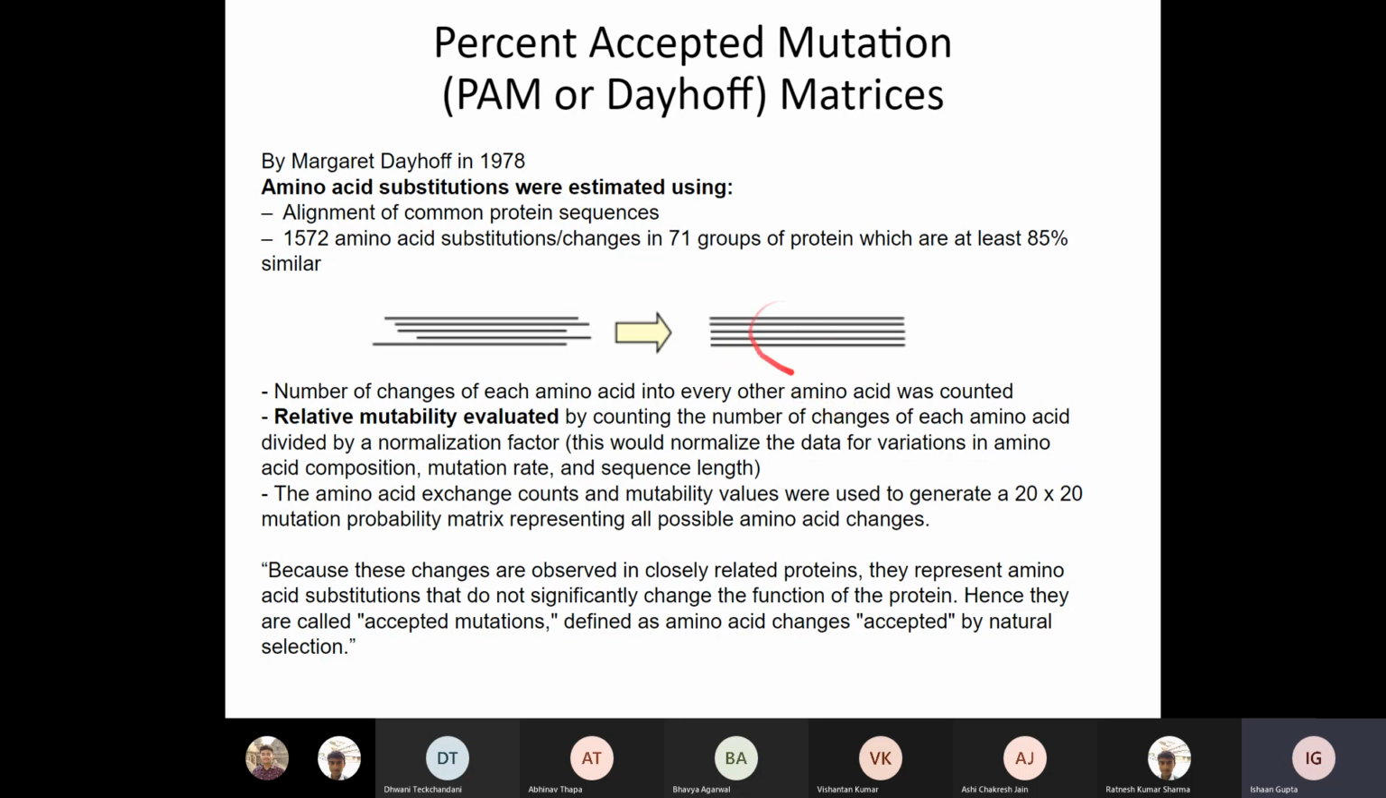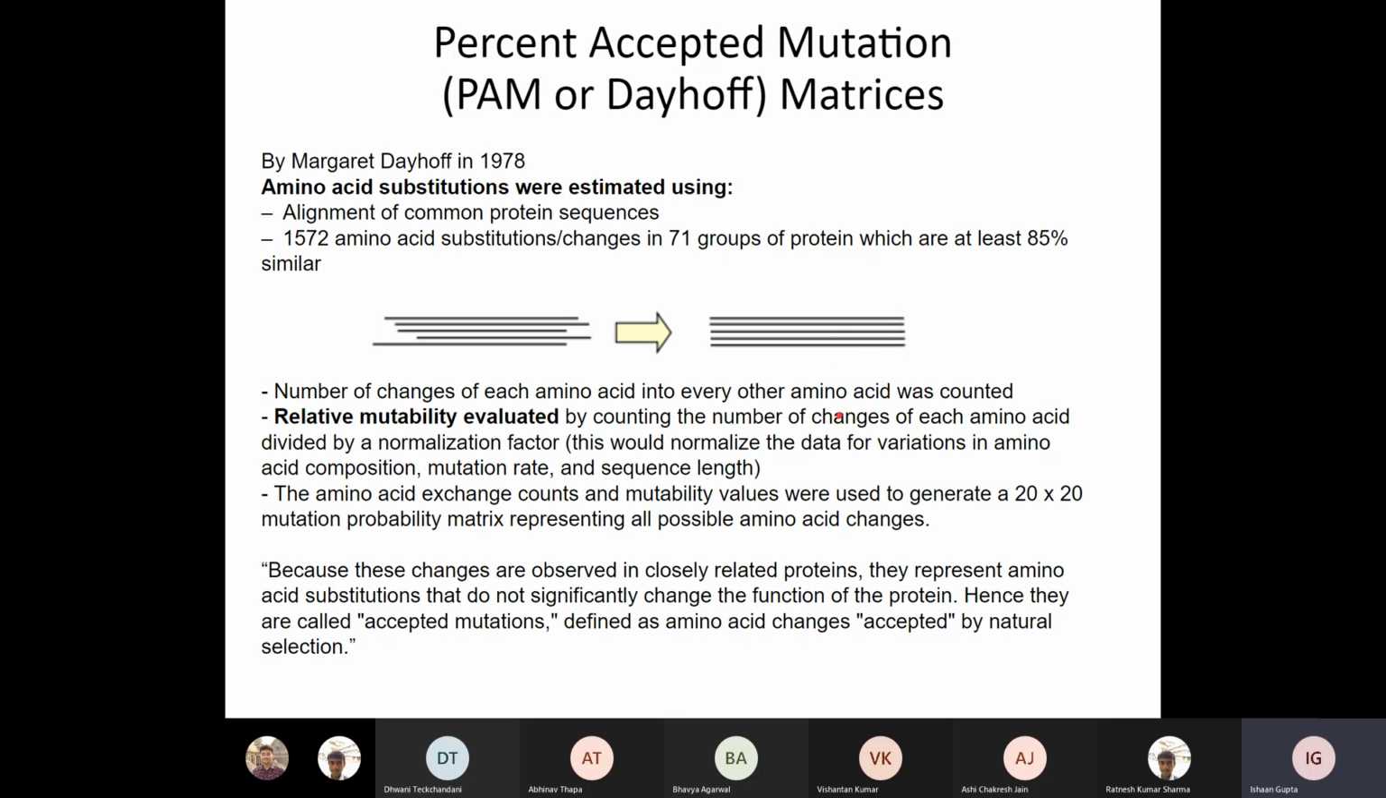After they got these kinds of alignments, between the 71 groups of proteins, they had 1572 amino acid substitutions or changes. What do I mean by this? When you align these proteins, there were 1720 positions where you did not have a consensus amino acid, or there were mutations in the amino acid. These are all representing columns, right? So each column would be like an amino acid.